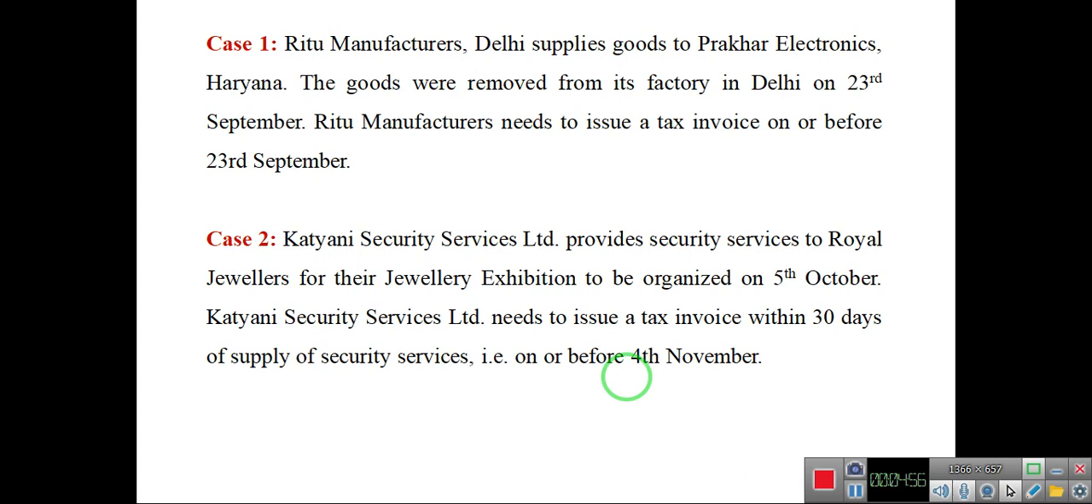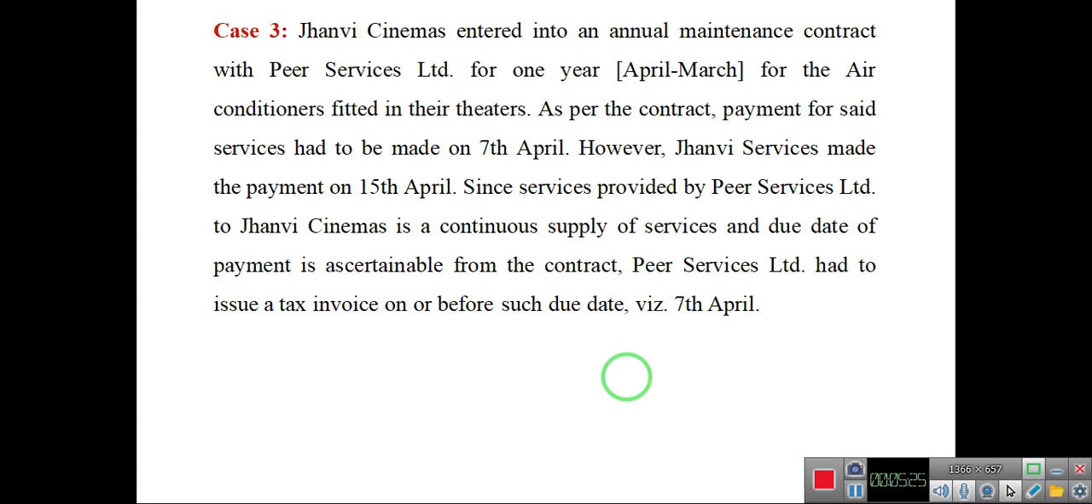Another case: Katyani Security Services Limited provides security services to Royal Jewelers for their jewelry exhibition to be organized on 5th October. Katyani Services needs to issue a tax invoice within 30 days from the date of service. So 30 days from 5th October, in this case the time limit for issue of invoice will be 4th November.